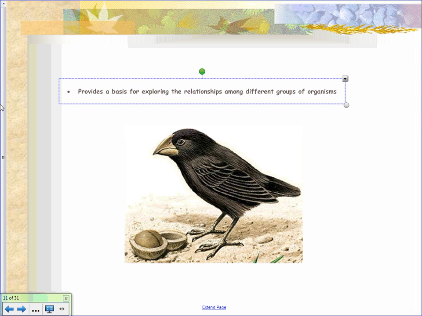And finally, evolution provides a basis for exploring relationships among different groups of organisms. So when we look at ideas like how we classify organisms, so where we put them on the tree of life, we use evolution as a basis for that, to explain relationships and who's more related to who.